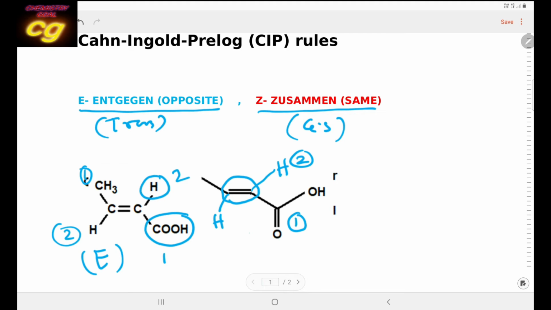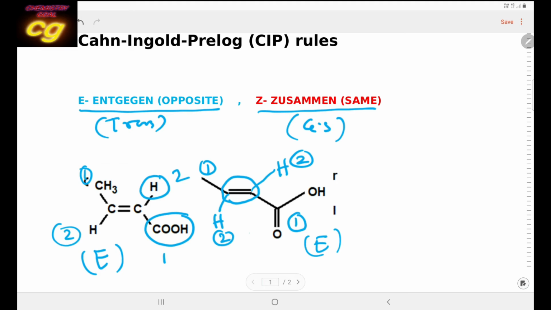We have to give the priority number to the group attached to the carbon-carbon double bond. Here hydrogen is attached and acid is attached. Our acid has more priority, that's why taken as 1 and hydrogen 2. This side, here carbon attached to carbon, here carbon attached to hydrogen, so it will be 1 and it will be 2. So here it is also 2 2 in opposite sides, so this is also E. This case is E.